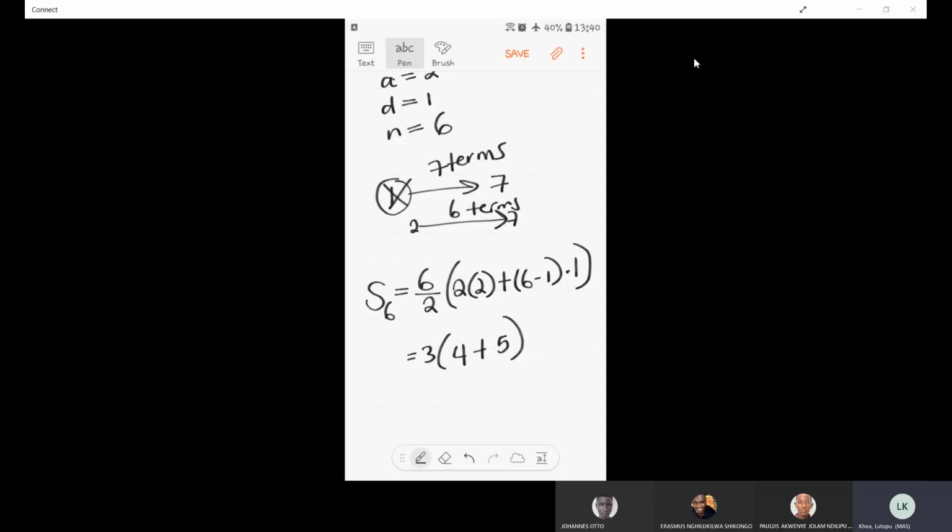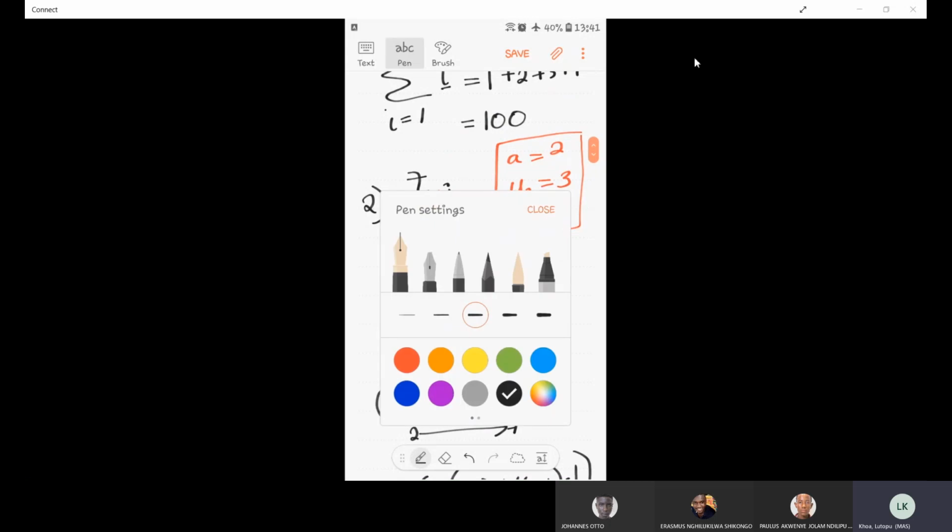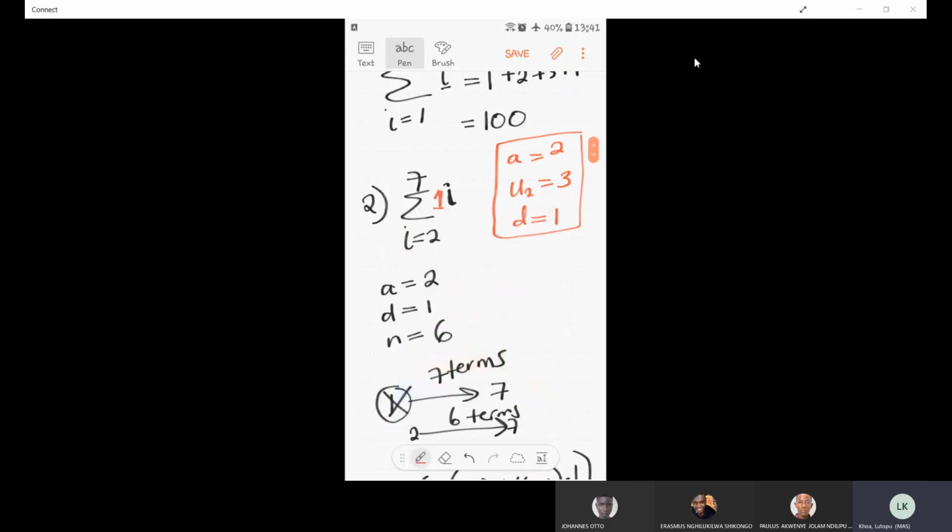4 plus 5 is 9. 9 times 3, this is 27. Okay, now because these were just a few terms, there are only 6 of them, you could also have worked it out just by writing them.